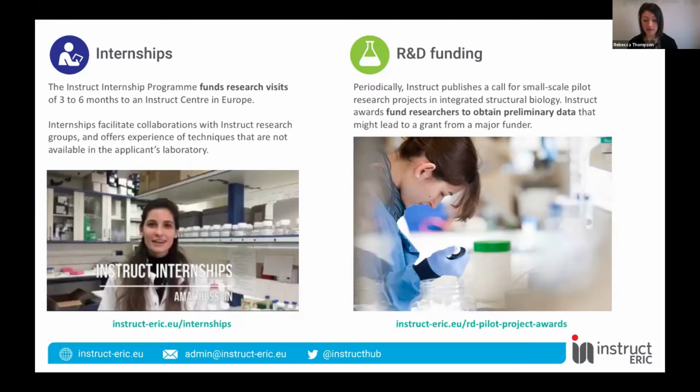And finally, Instruct do offer direct funding for small scale pilot research projects. And this again is a brilliant scheme that will enable researchers to perhaps have a go at a project and generate some preliminary data that might then be able to prime a larger research grant. So a whole range of different activities and a whole range of different opportunities for you to benefit from Instruct there, and highly recommend you go and check out the website to read more about those.